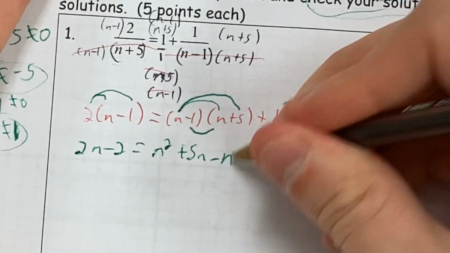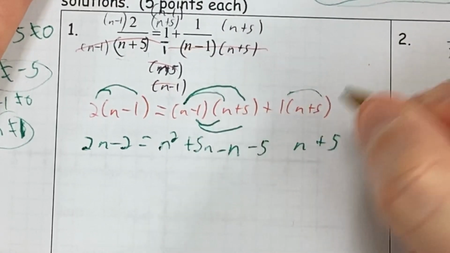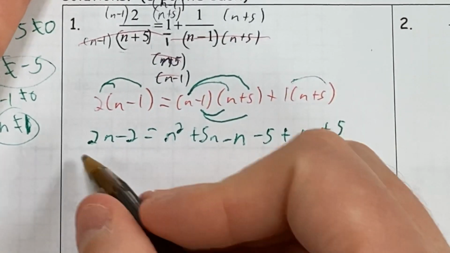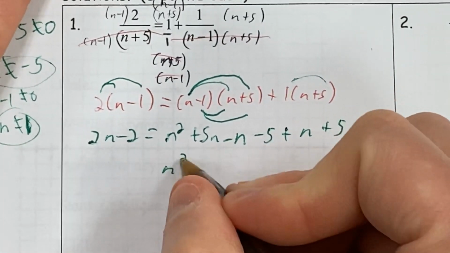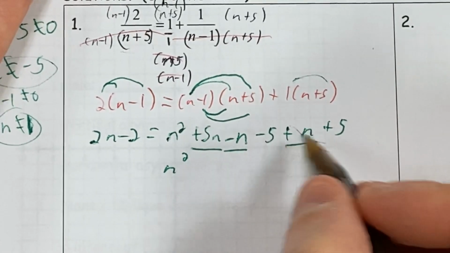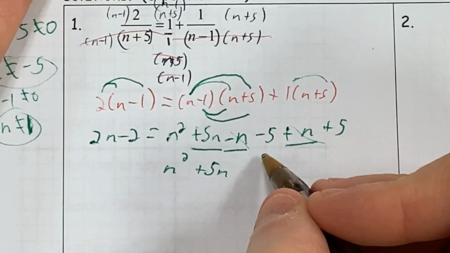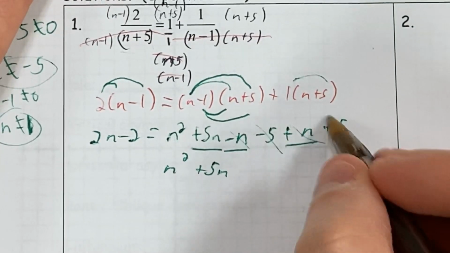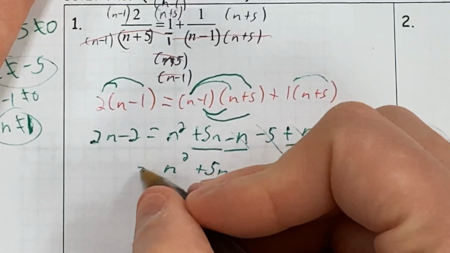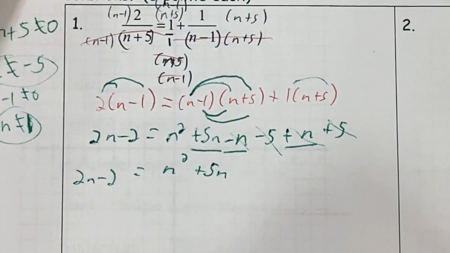-1 times 5 is -n. And -1 times 5 is -5. So combining like terms, you'll get n squared. Looks like these will just cancel, so plus 5n. And then minus 5 and plus 5 also cancel. That's convenient, I think. So we get this.